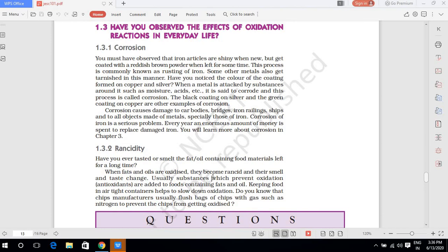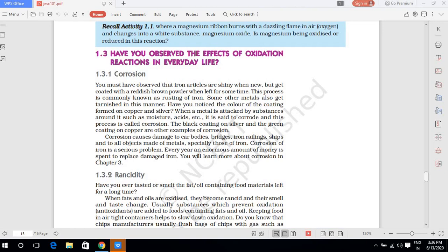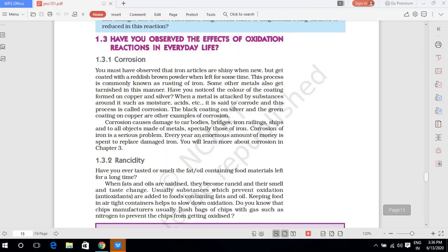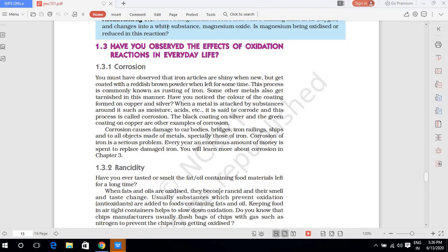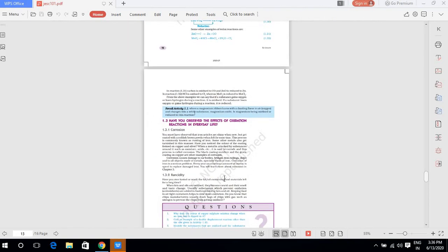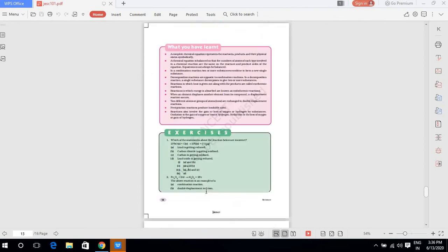And that is why in the chips packs, like Uncle Chips, when we buy the chips, the pack contains lots of gas, and that gas is, no, nitrogen gas. The company has put the nitrogen gas in those packets in order to prevent the spoiling of the chips, the food item. In order to avoid the oxidation reaction in the food item, they have put this nitrogen gas in the food packets. That's why we get this loss of air in the food packets.